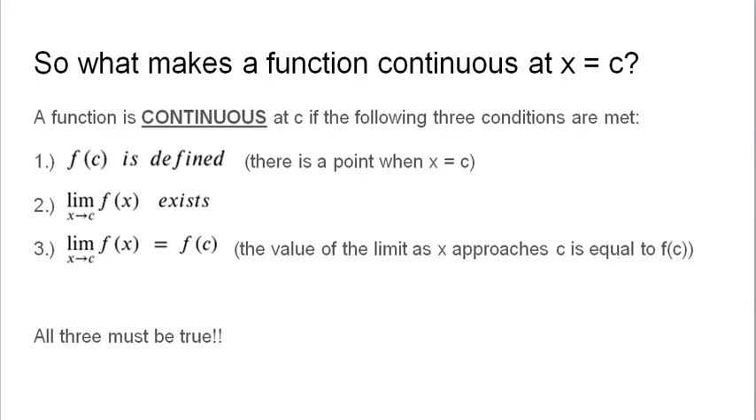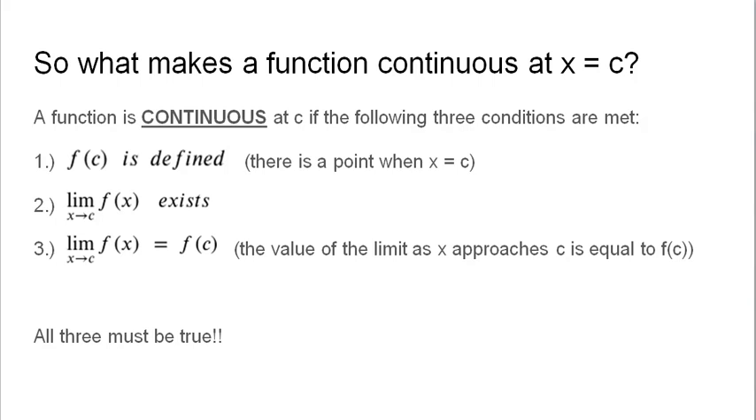So the only way to truly be continuous is to meet all three of these conditions. All three have to be met. So first, you must be defined at c, meaning that when I plug c into the function, I need to get a defined value. I cannot get does not exist.